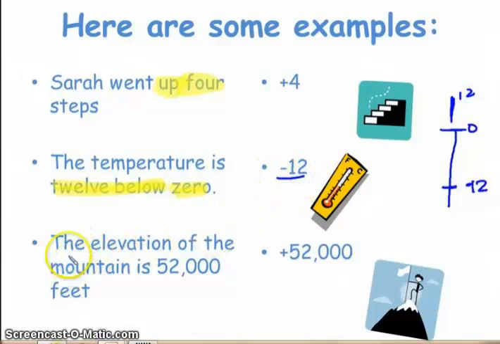Okay. And the next example we have here is the elevation of the mountain is 52,000 feet. If it is an elevation, that means how far it is above sea level. So this mountain is actually 52,000 feet above sea level. So we will represent it with a positive integer. Okay.